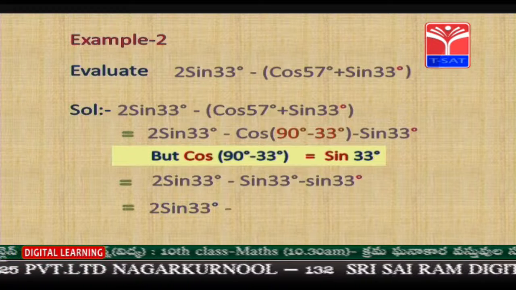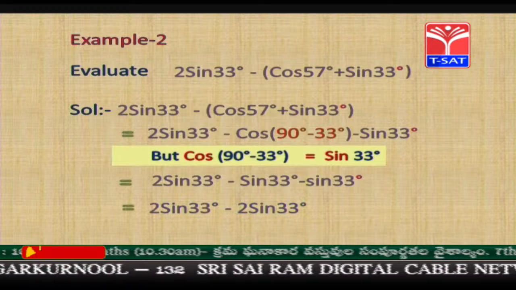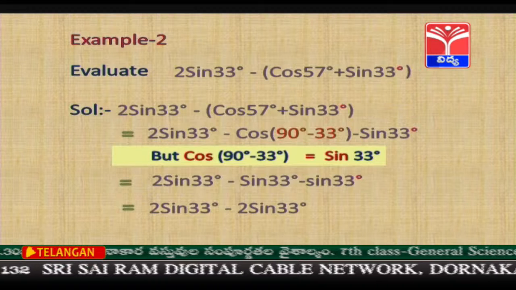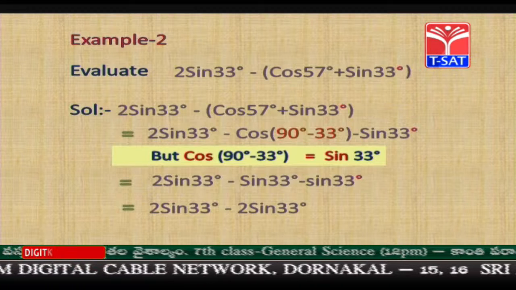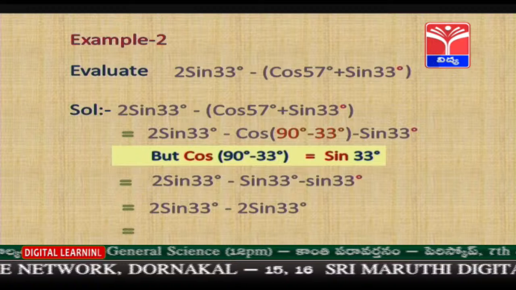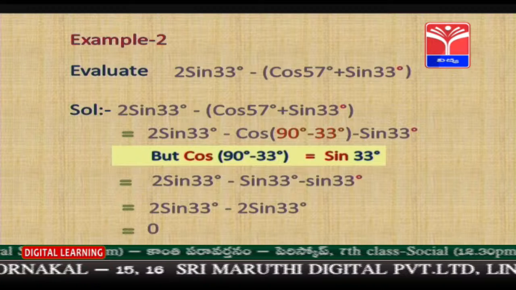So, what happens here? 2 sin 33 degrees minus 2 sin 33 degrees. Here 2 sin means it is understood as 2 times. So, what is the answer here? 0. Are you clear now?